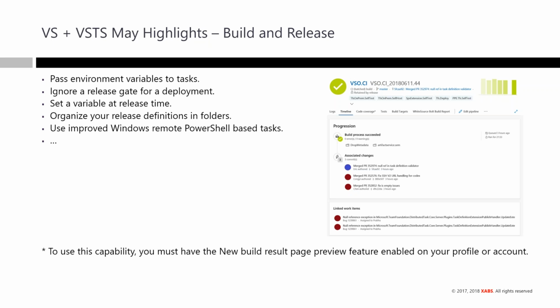You can organize your release definitions in folders. So basically, previously release definitions were all just one flat list, and now you can group them and make it easier, if you have a lot of release definitions, to drill down into them and not get lost in them. There's an improved Windows remote PowerShell-based task, some more commands that you can do directly from PowerShell. And then there's a whole bunch more stuff, which I didn't find particularly relevant to Dynamics 365, so I haven't included it in there.